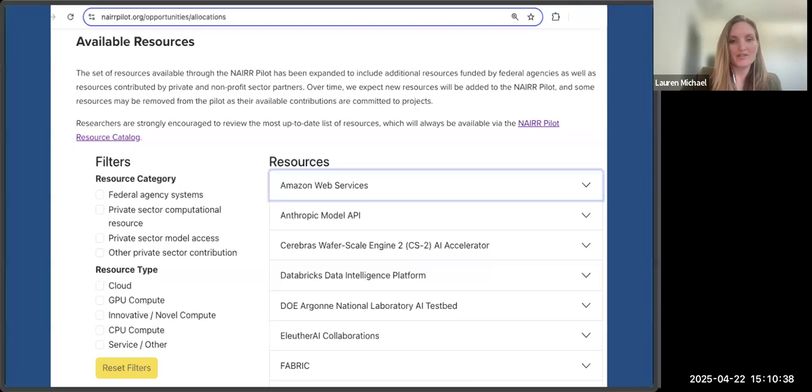Importantly, NAIRR Pilot awards are for access to a proposed amount of technology resources and do not provide funding that can be used to purchase materials or cover effort. While some commercial resources are estimated in units of US dollars rather than units of technology to be consumed, awardees are only granted access to the equivalent amount of technology resources and are not granted a dollar amount for these resources.